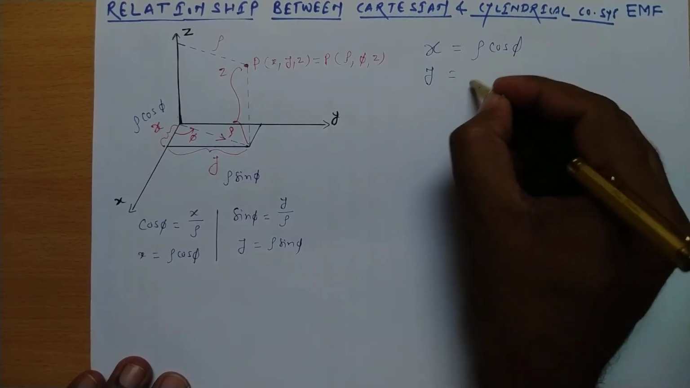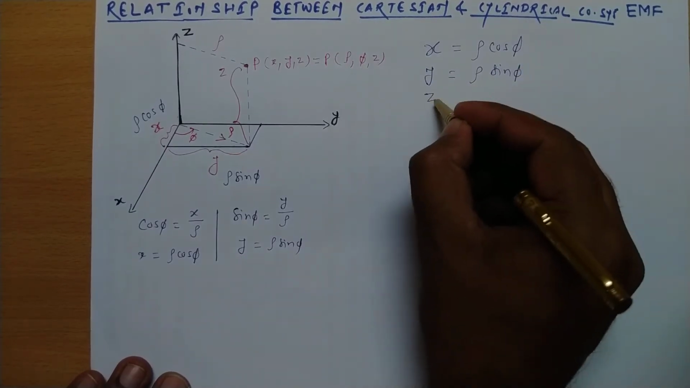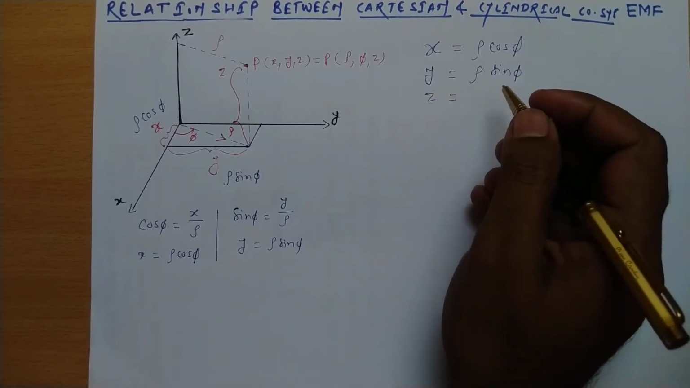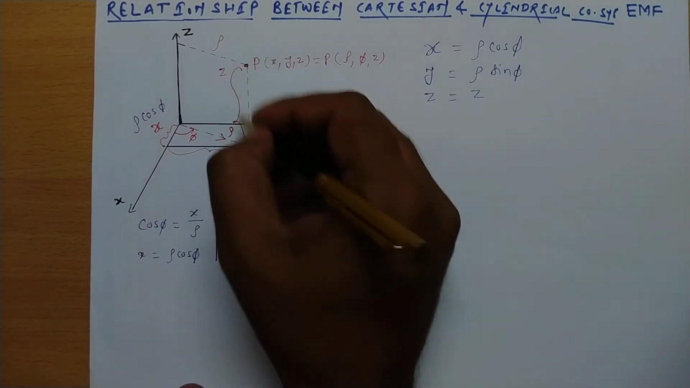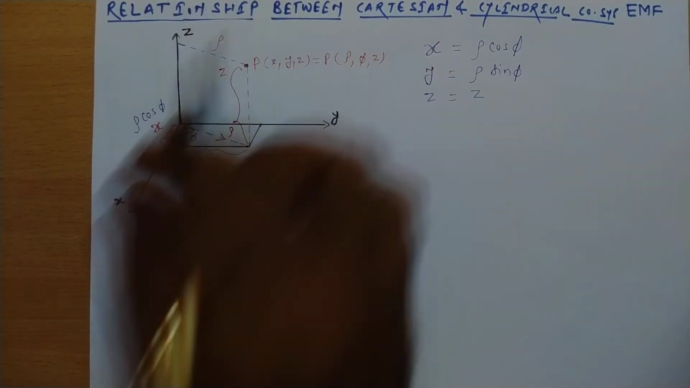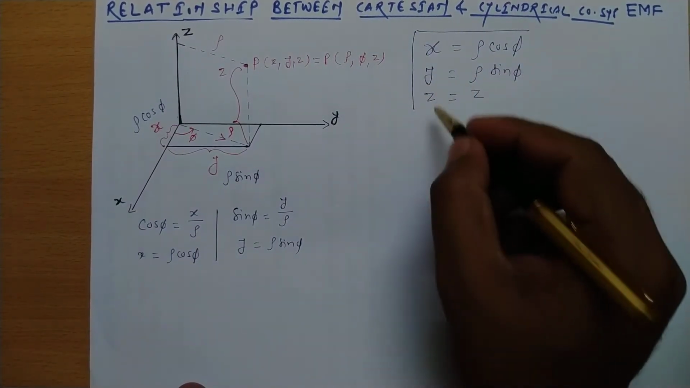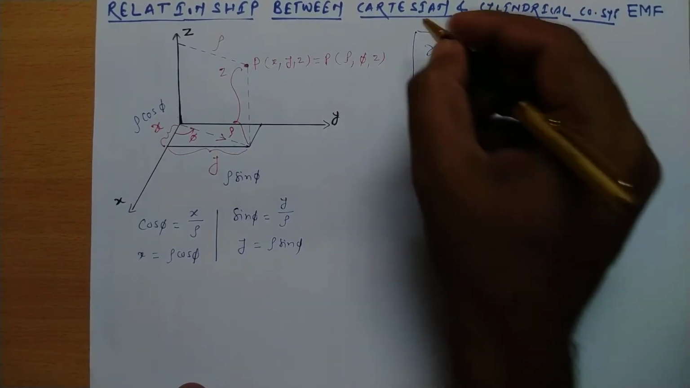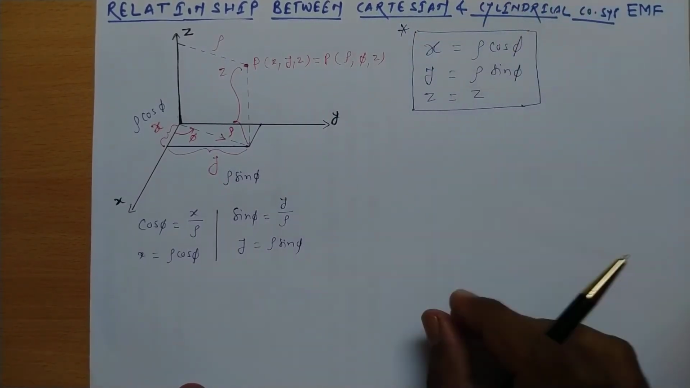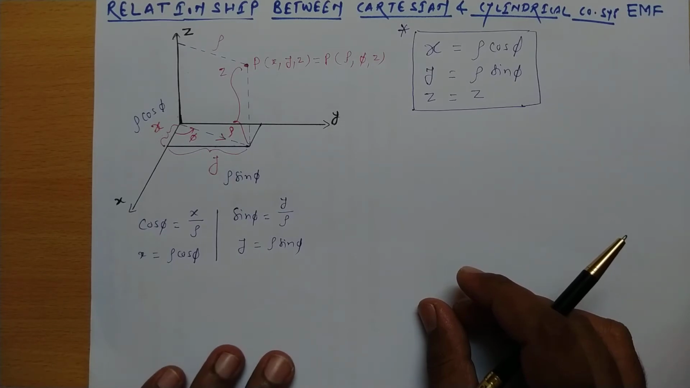Y is given as rho sin of phi, and the z in the Cartesian coordinates will remain the same as the z of the cylindrical system. So these are the Cartesian coordinates x, y, z in terms of the cylindrical coordinates, and these are very important for numericals.